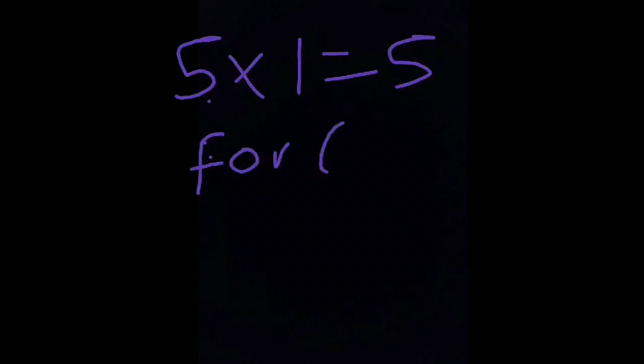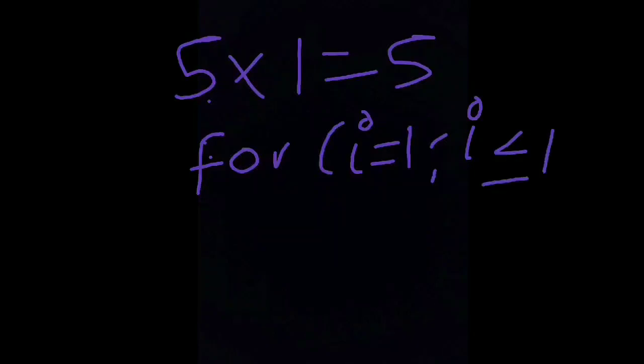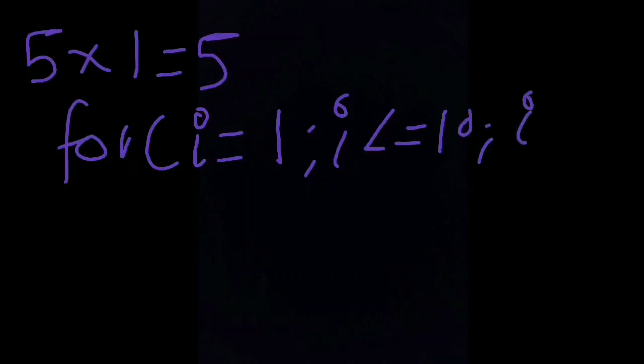Okay, so 5 into 1 is 5, and basically up till 10 if we write. So what is the code which we are going to write? We are going to write for i equal to 1, i less than equal to 10, i plus plus. Let me write it on the left side so that it would be visible to you. Okay, so 5 into 1 is 5. Now for i equals 1, i less than equal to 10, and i plus plus. Now what am I going to write?